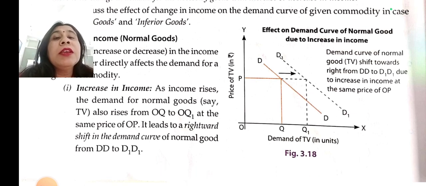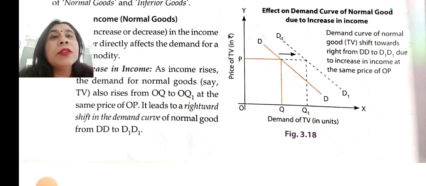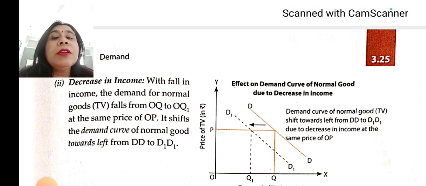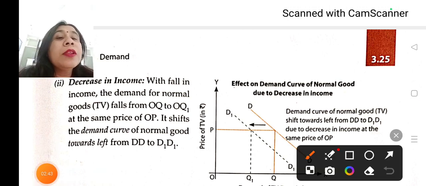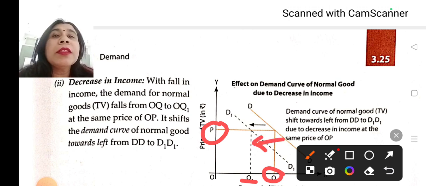As the income rises, in the case of a normal good, quantity demanded will also increase, and it will cause a rightward shift of the demand curve even when the price remains the same. This is the effect of an increase in income on normal goods. Now see what will happen if there is a decrease in the income of a consumer. Again the price is the same. Now the income of a consumer decreases. The previous quantity was Q, and now the quantity demanded is less in the case of a normal good because the income of the consumer has decreased. This will bring a leftward shift of the demand curve, and the demand curve shifts from DD to D1D1.